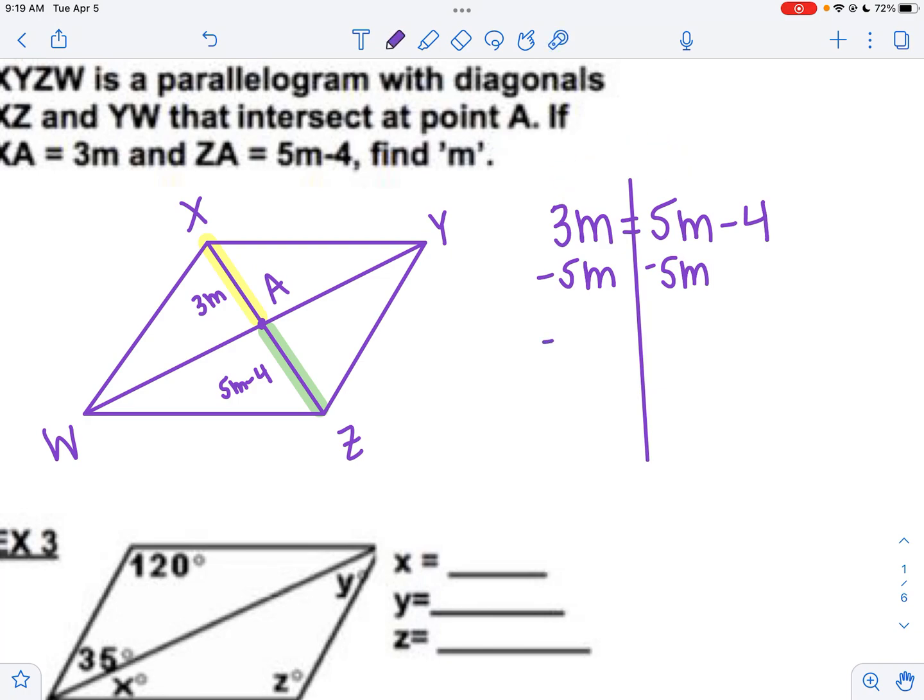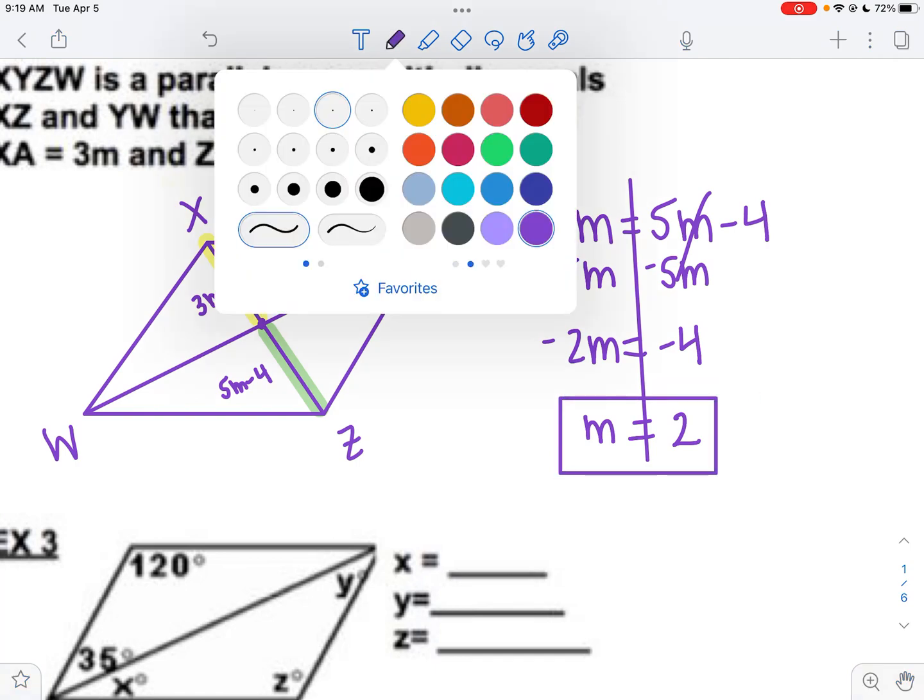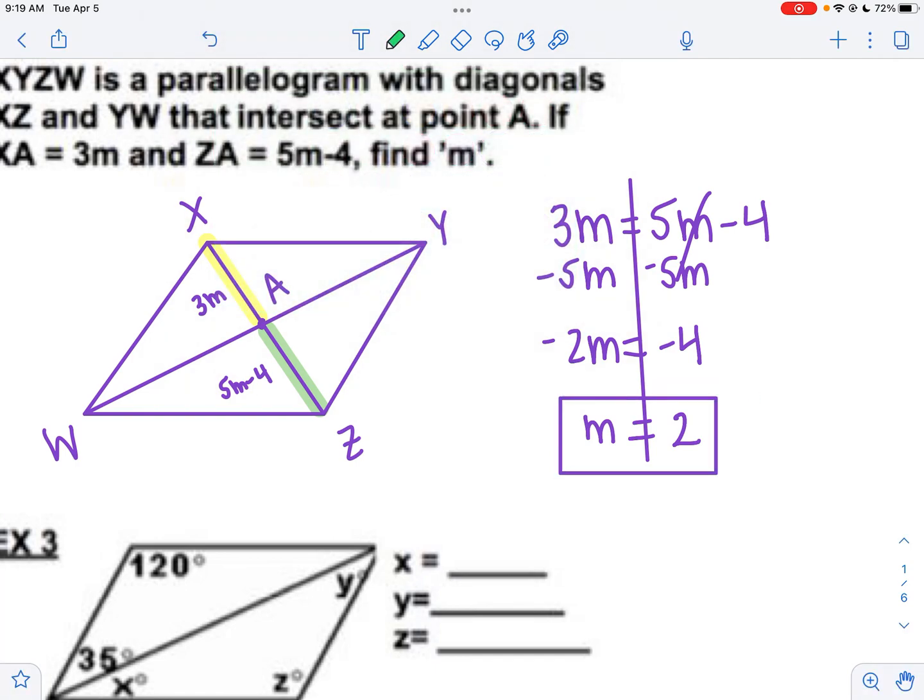3 minus 5 would be negative 2m equals negative 4. And then when I divide both sides by negative 2, two negatives make a positive. 4 divided by 2 would be m equals 2. And that's it. Now, if I went to plug that in, 3 times 2 would be 6. 5 times 2 is 10 minus 4 is 6. So this piece is 6, this piece is 6. The whole thing would be 12.